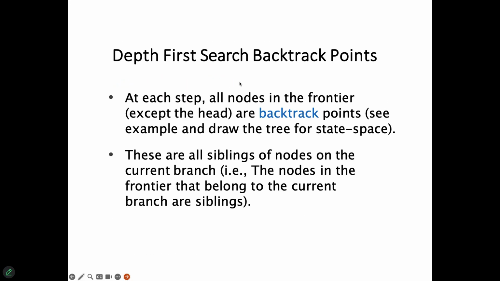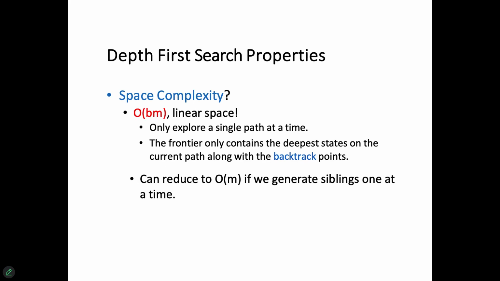Now the backtrack points I explained. At each step, all the nodes in the frontier are backtrack points, and the ones at the current level are actually the siblings, right? Because they have the same parents. And in terms of space complexity, it's not bad. It's a linear space complexity, right? Because we are only exploring a single path at any time. So we are not exploring all the nodes, right? We just take one node and go deep.